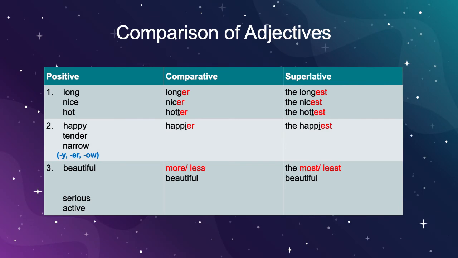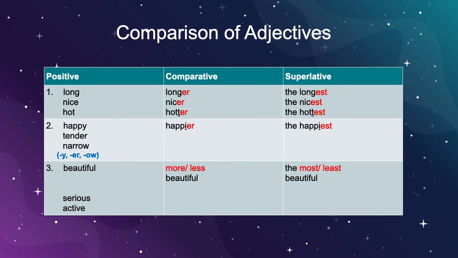Our last and most important topic of adjectives is comparison of adjectives. It is also called the degree of adjectives. There are three degrees of adjectives: positive, comparative, and superlative. When we are talking of only one person or one thing, we use the positive degree. In the same way, when we are talking about two persons or two things, we use the comparative degree. And when we are using more than two things, we use the superlative degree.